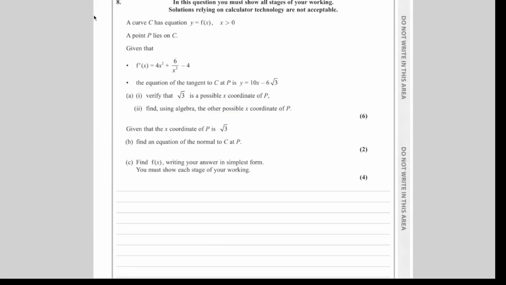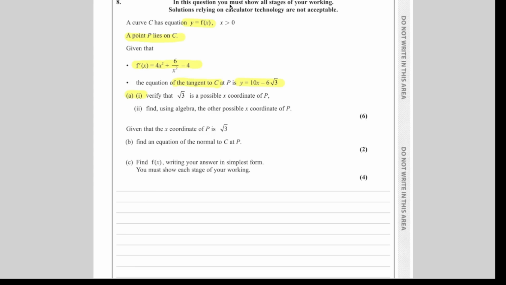Question 8. A curve C has the equation y equals f of x where x is greater than 0. A point P lies on C given that f dash of x equals 4x squared plus 6 over x squared minus 4. The equation of the tangent to C at P is y equals 10x minus 6 root 3. Part A, Part 1. Verify that root 3 is a possible x coordinate of P.